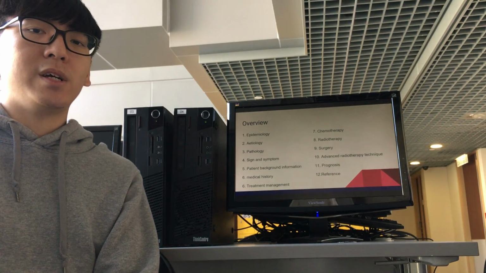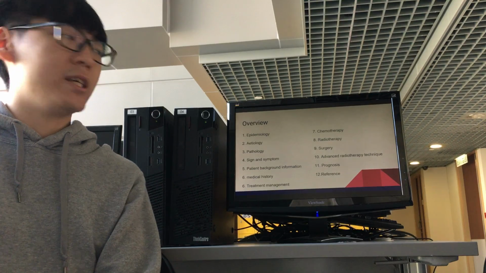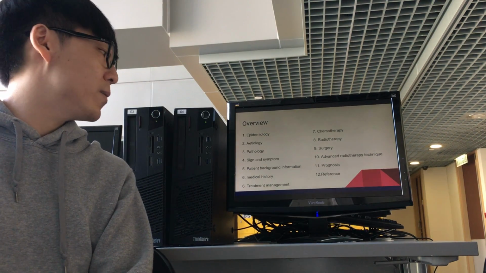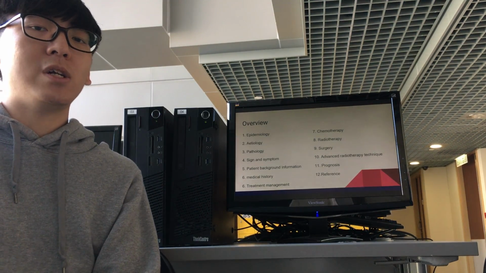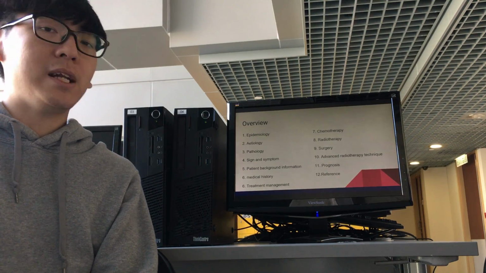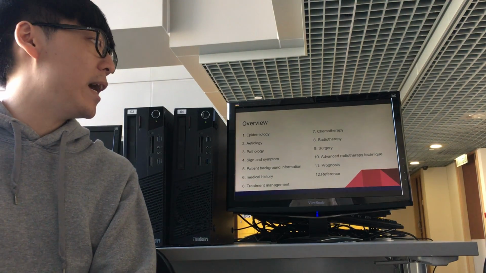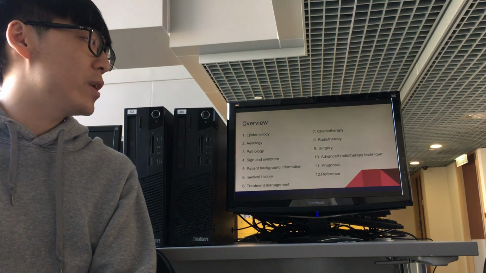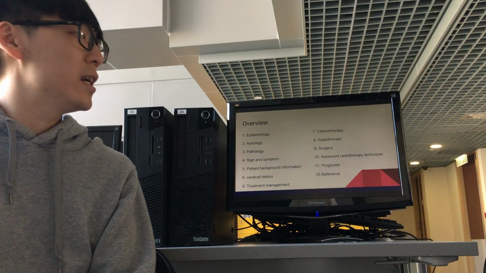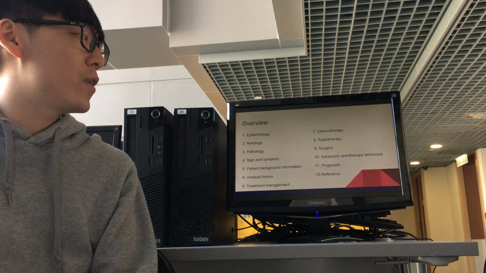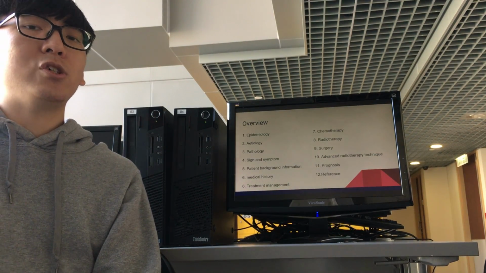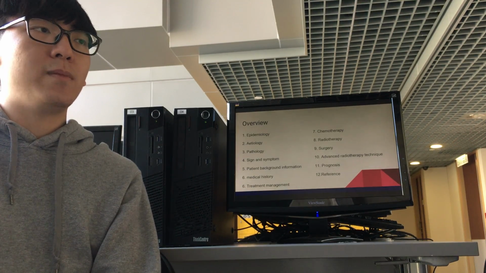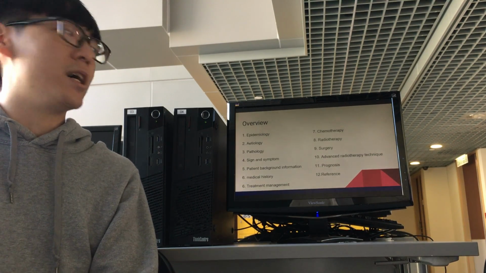In our first part, we will include the epidemiology and the etiology, pathology, signs and symptoms, and some background information about our patient and his medical history, the treatment management including chemotherapy, radiotherapy and surgery, and some advanced radiotherapy technique and prognosis. But the advanced radiotherapy technique is not included in our patient, so it is just a reference and some additional information about lung cancer.